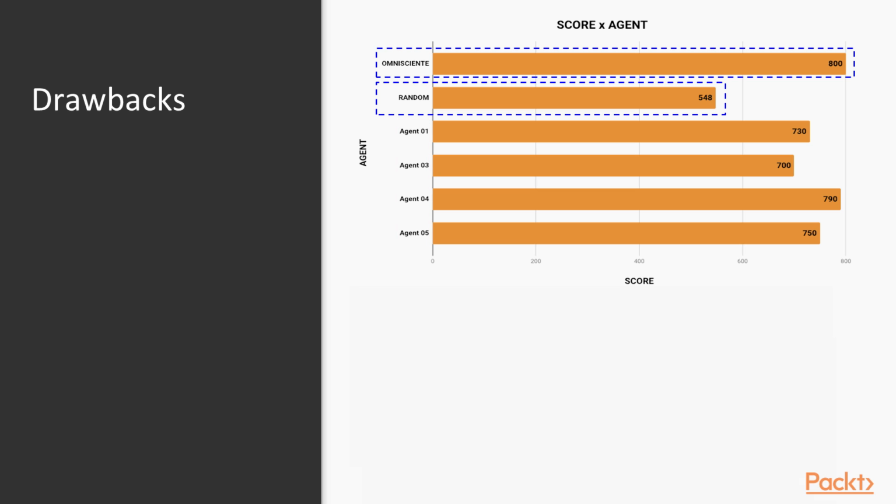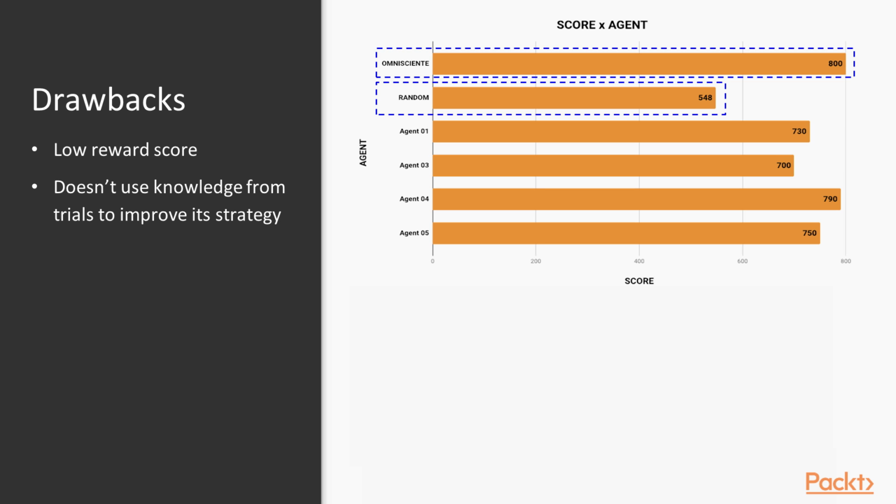In summary, we can draw 3 drawbacks from this analysis. First, the random agent provides a low reward score. Second, it doesn't use knowledge from trials to improve its strategy. And third, it stays full-time in the exploration phase. These results are related to the reward score. We still have other important results to evaluate.